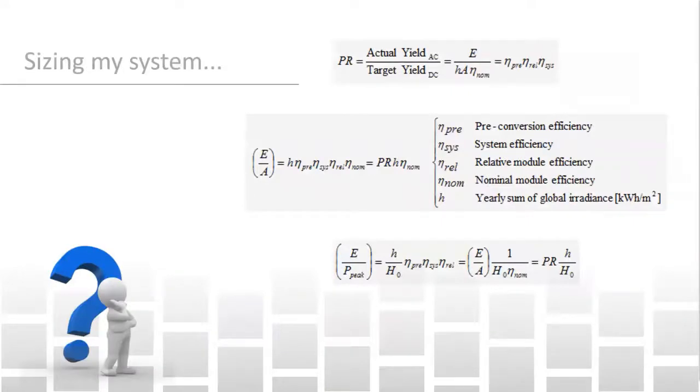So sizing my system, right, we looked at the start at those modules. I referenced wattage, so 60 cells and 72 cells. How many watts do those modules come in? I reference wattage, but how big of a system do I need? And we don't buy and sell watts, we buy and sell kilowatt hours from the utility. So how do I go from one to the other?